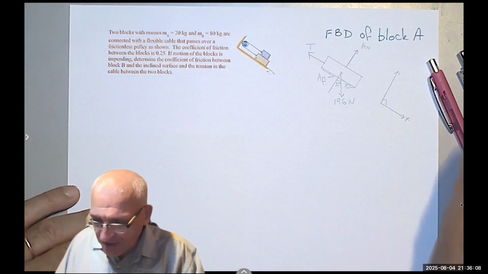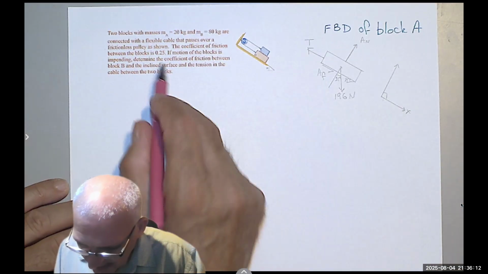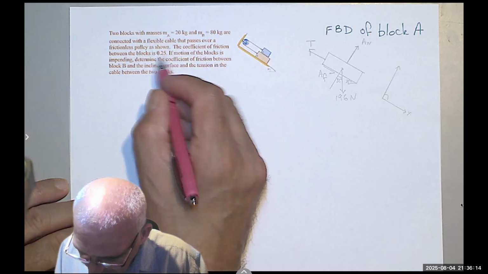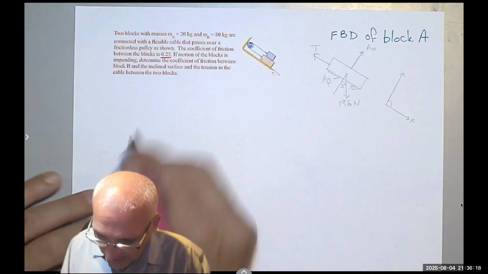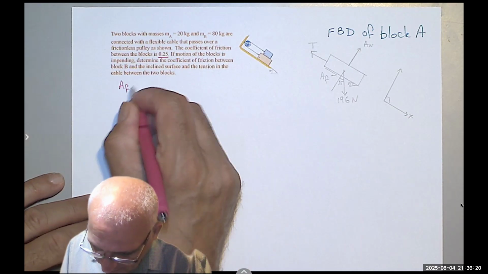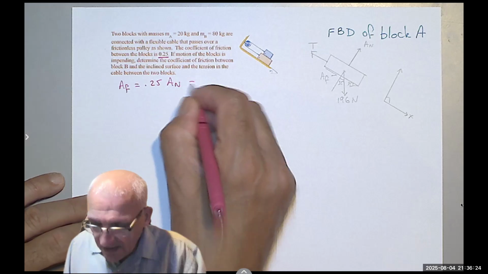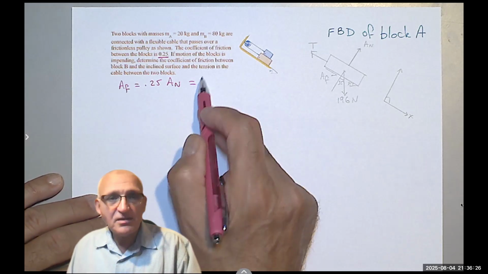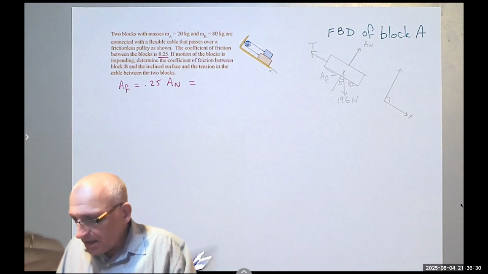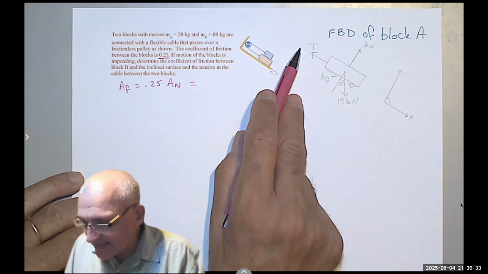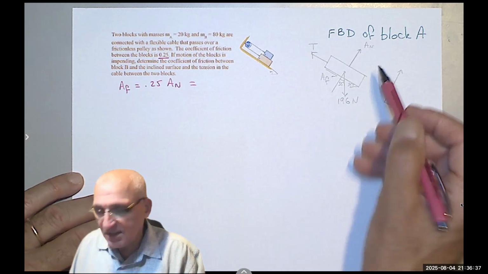Okay, the first equation we can write, even though we cannot solve it now, is to say they tell you that the coefficient of friction or static friction between the two blocks is 0.25. So I can write A sub F equals 0.25 A sub n. And then once I find A sub n, I will come back and calculate that. Notice that the X has T and A sub F. It has two unknowns, but the Y has only one unknown.